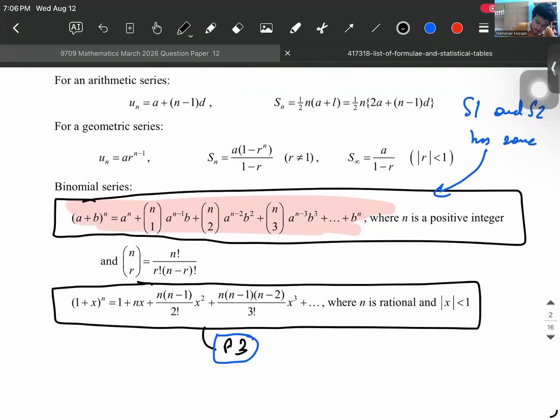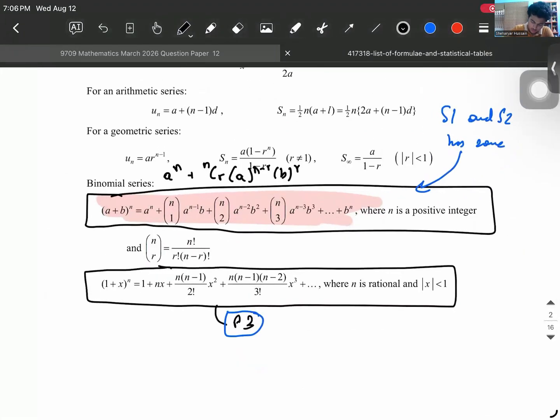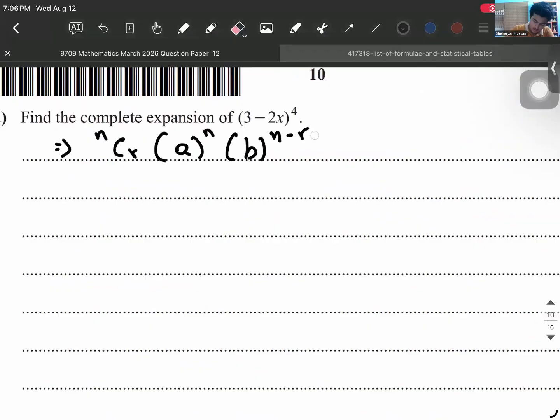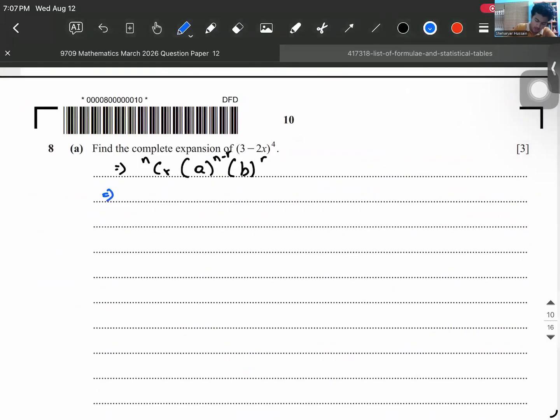Again, this is a to the power of n plus nCr, a to the power of n minus r and b to the power of r. Yes, my bad. So a to the power of n minus r and b to the power of r. All right. Now, solving this, we have over here 4C0. The first term is always 3 to the power of 4 minus 0, and then negative 2x to the power of 0.